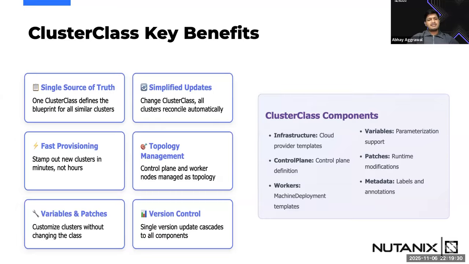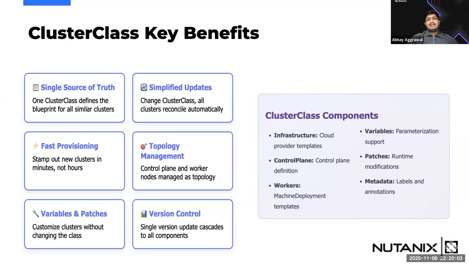Fast provisioning. Without ClusterClass, you copy-paste YAMLs, find and replace names, hope you didn't miss anything, and then you apply. With ClusterClass, change the cluster name and replica count, apply. We have seen teams go from 2 hours per cluster to 5 minutes. Topology management. The topology concept is brilliant. CAPI understands that control plane and workers are related. It can make intelligent decisions: I am upgrading, so I'll do the control plane first. You don't have to orchestrate this manually.